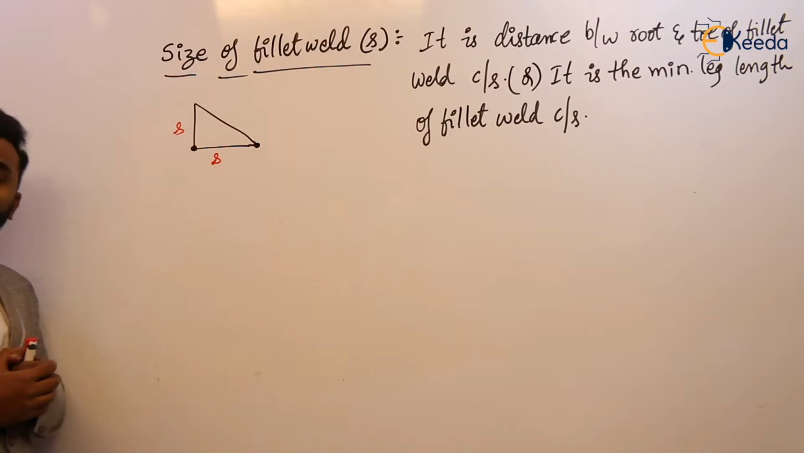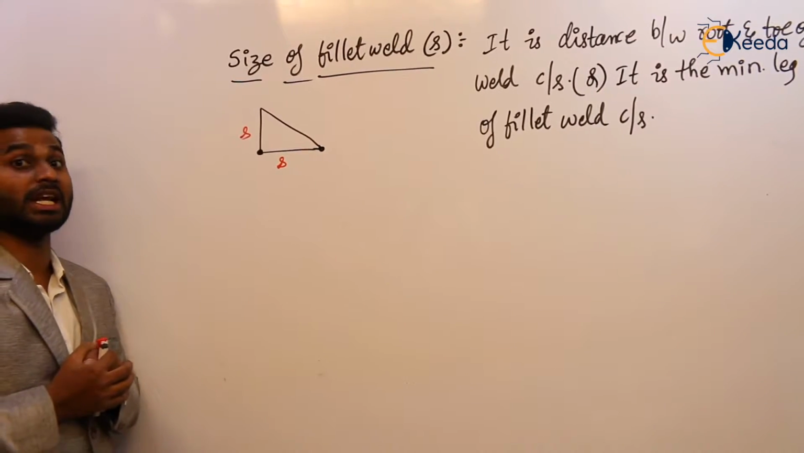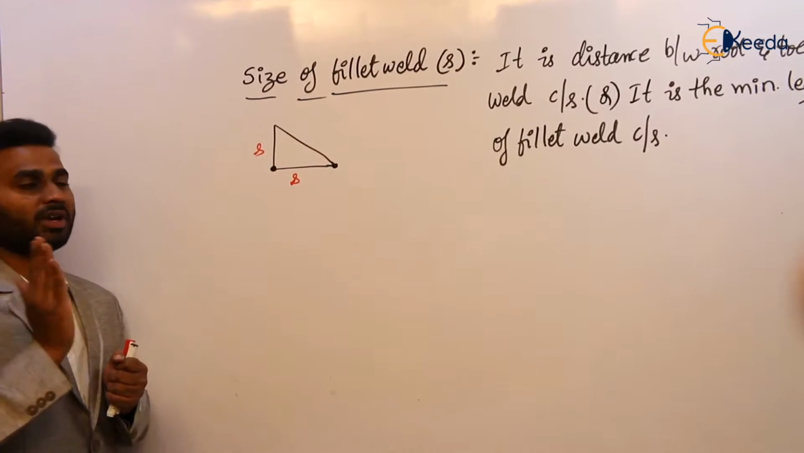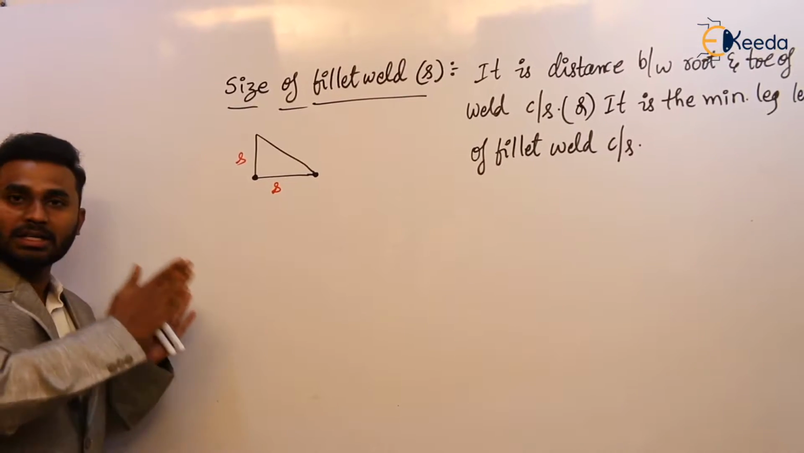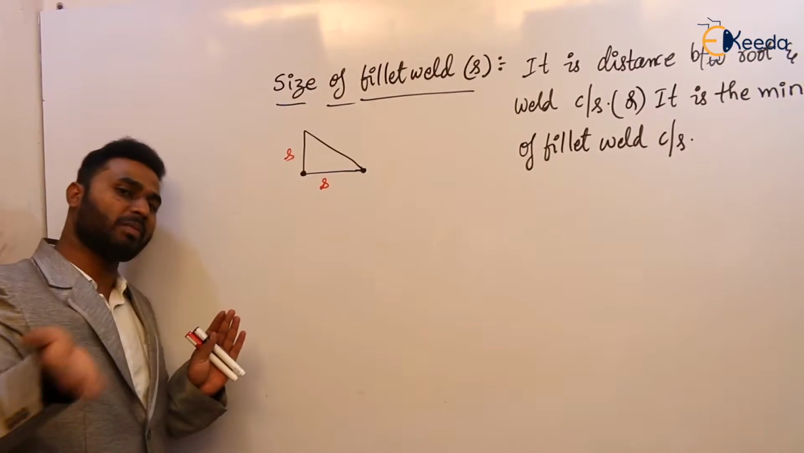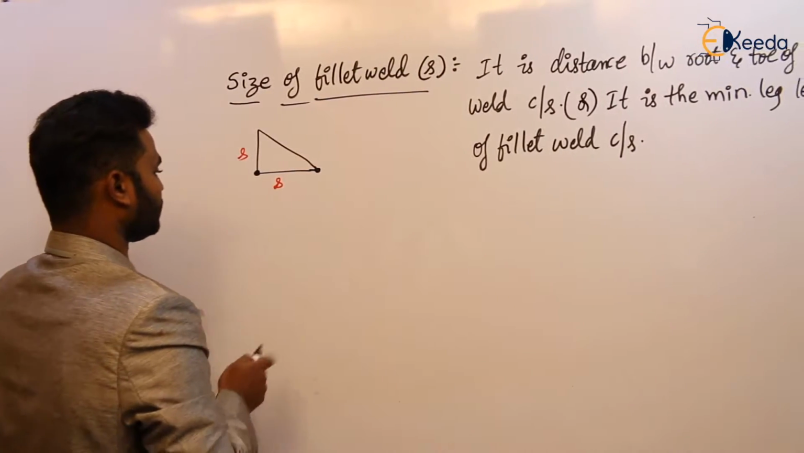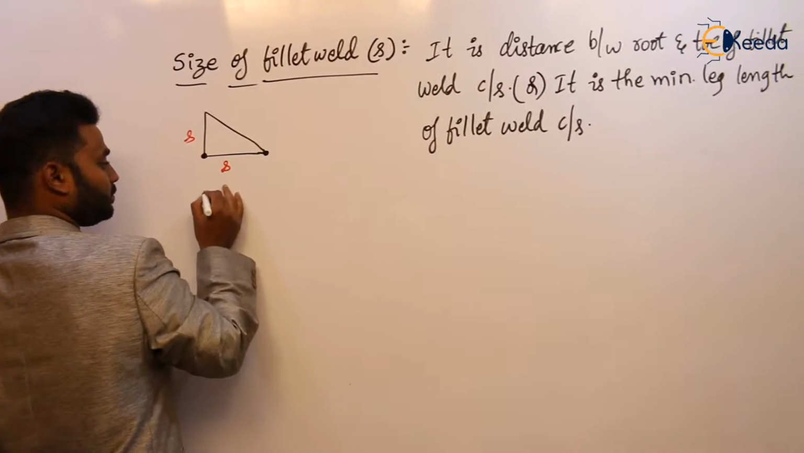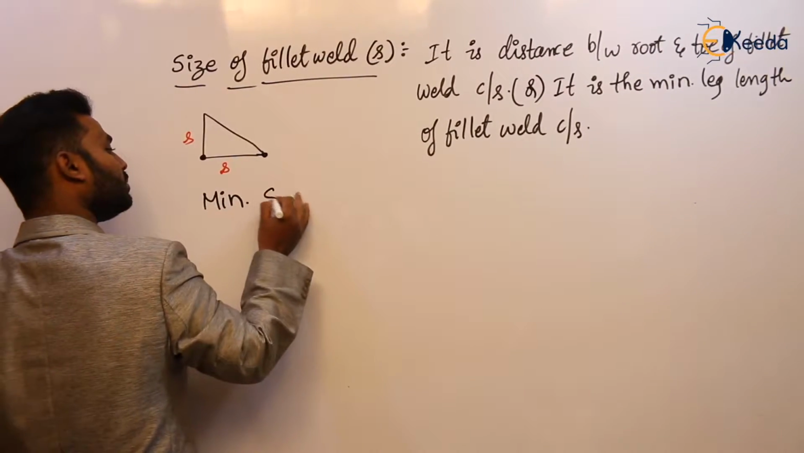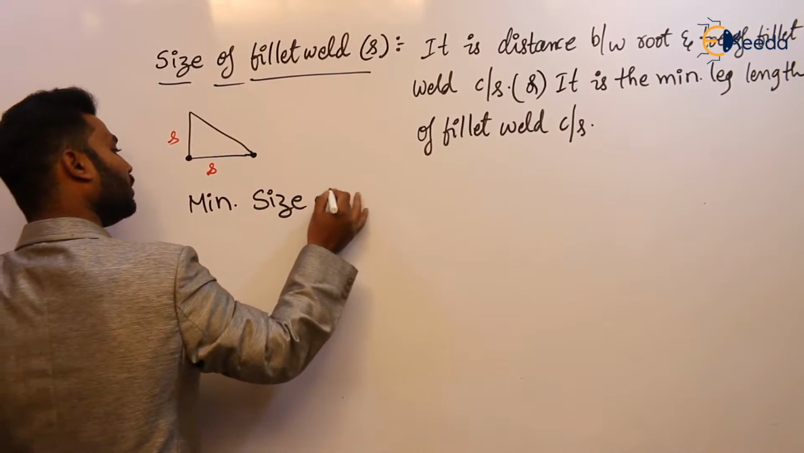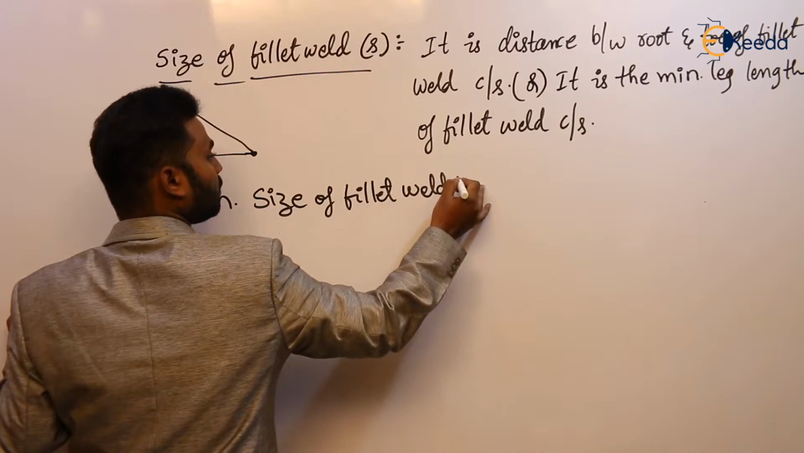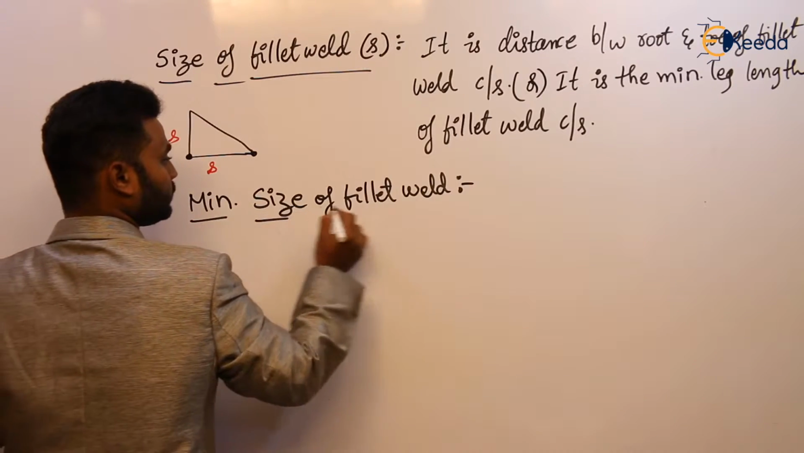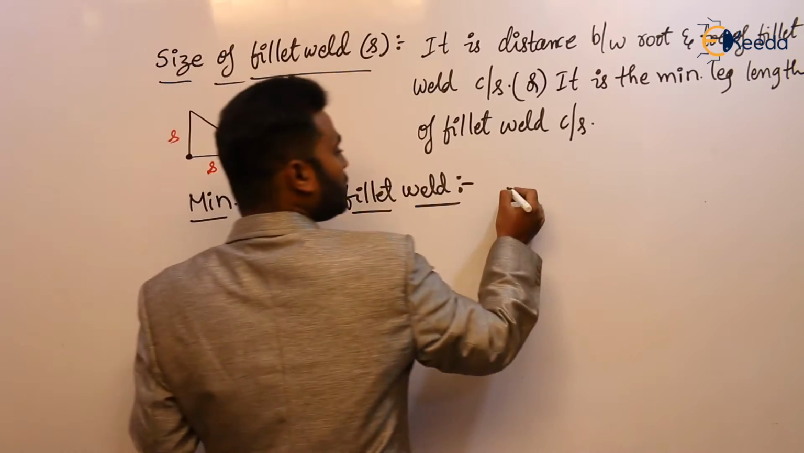Now regarding this size, we have some provisions: minimum size and maximum size, like minimum pitch and maximum pitch. In the same way, we have minimum size and maximum size provisions. First let us discuss the minimum size provision, and later we go for the maximum size. So the first provision is the minimum size of the fillet weld. We represent it with S minimum.